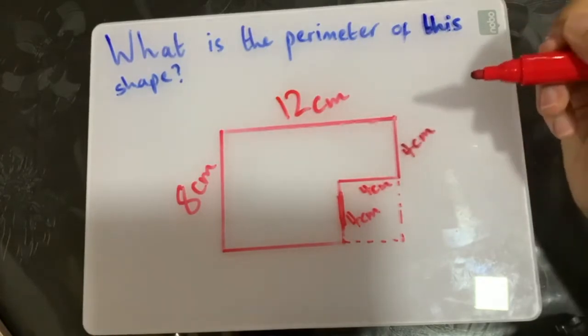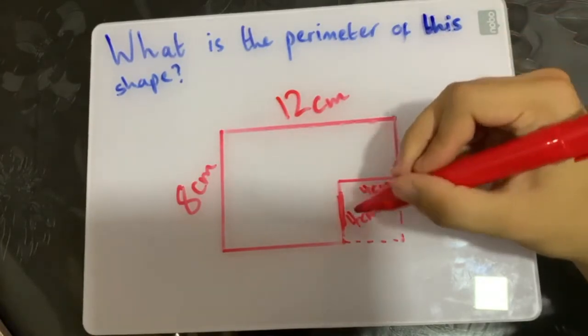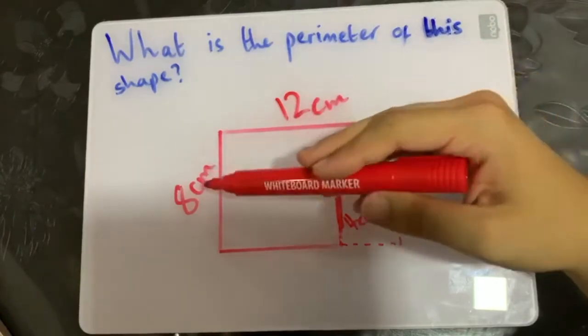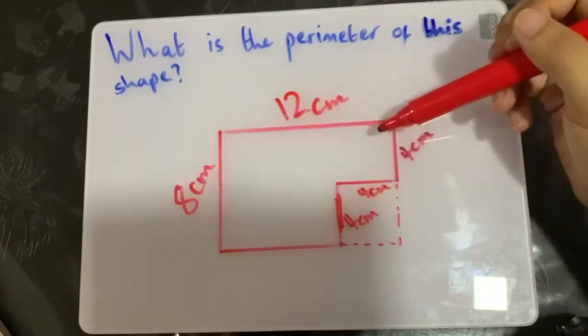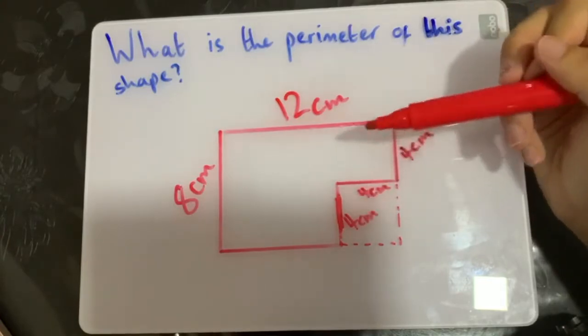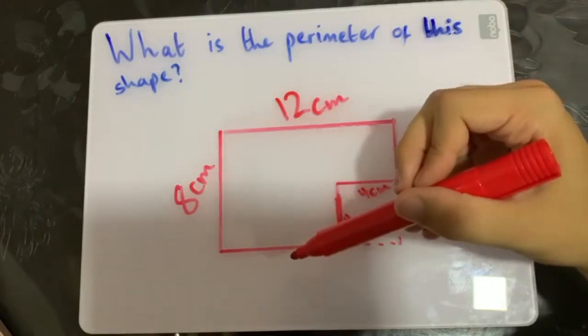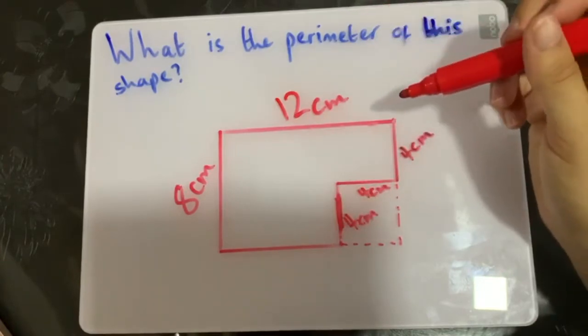And I know that's right because if I do 4 plus 4, it makes 8, which is the same length as this side of the shape over here. Okay, so that's that one. And now I need to work out this one over here because it's the only one I'm missing now. And I'm going to do the same thing.